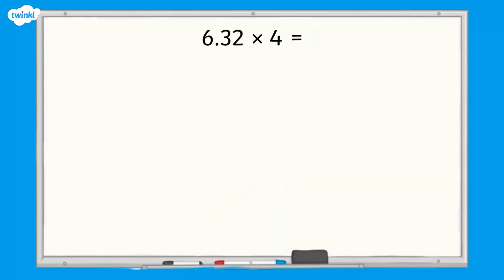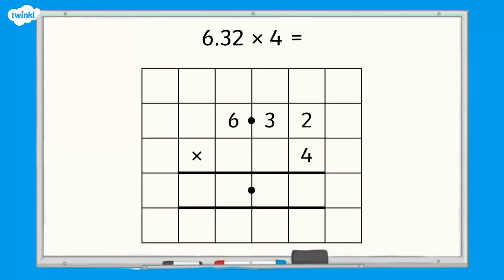Let's try another one. This time with 2 decimal places. 6.32 multiplied by 4. Pause here and set out the calculation ready to use the short multiplication method. How did you get on? Did you remember to line up the decimal point in the answer space with the decimal point in 6.32? We can now work through the calculation using the short multiplication method.